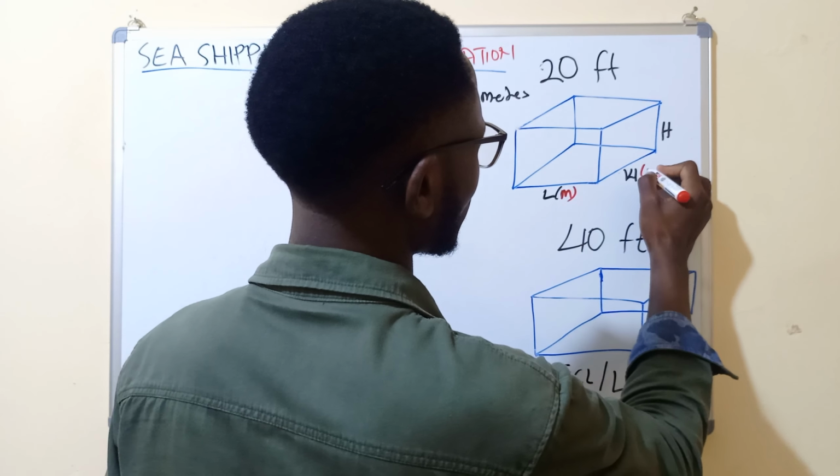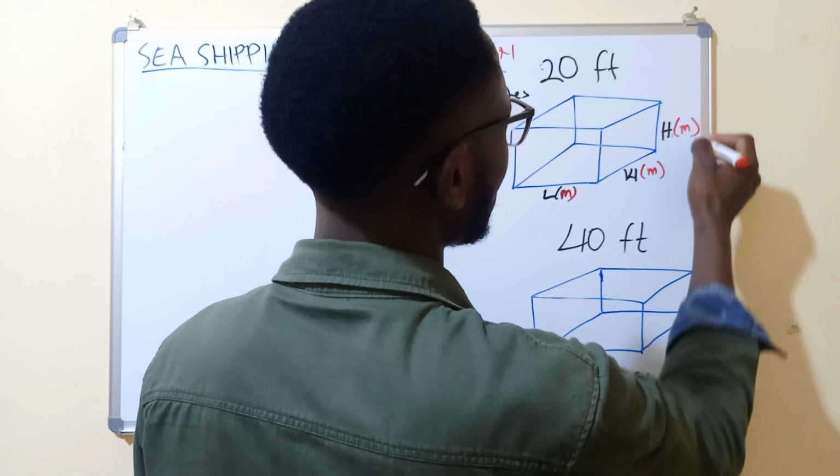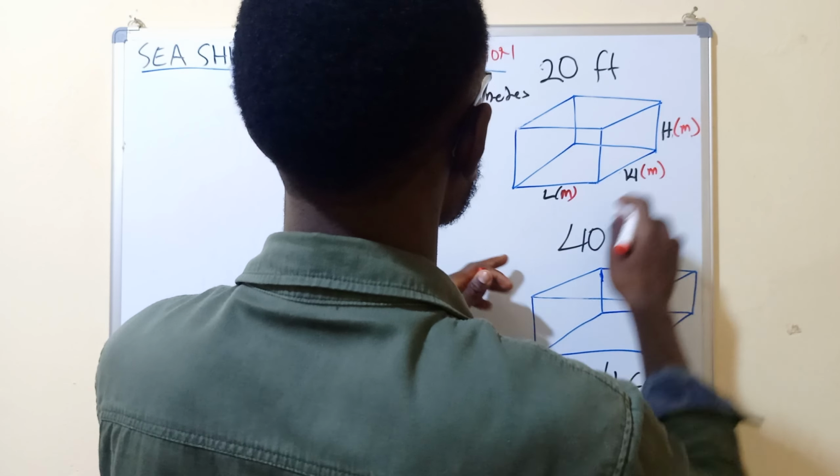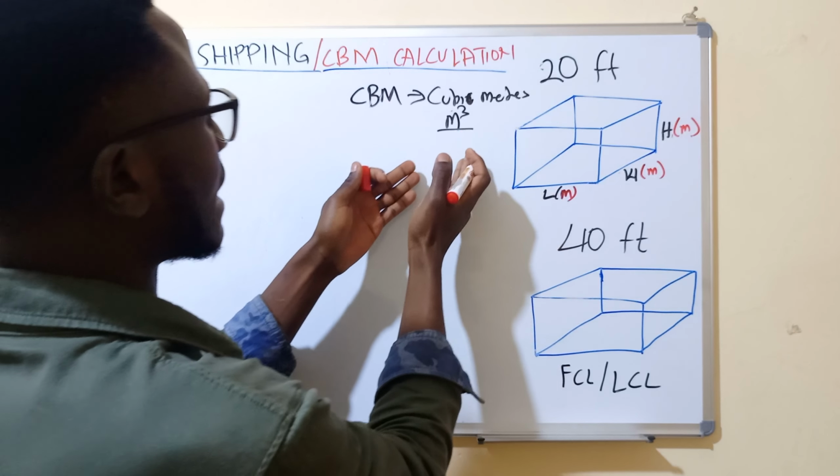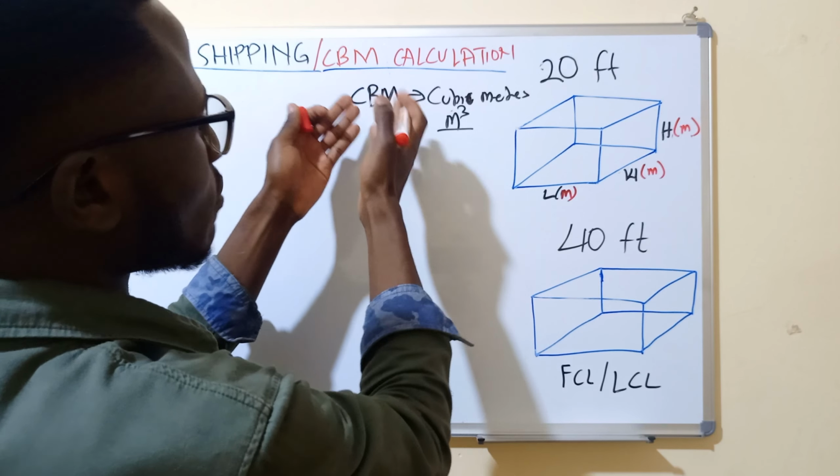These are going to make sense very soon. Just give me a minute. So when you multiply these three measurements, we come up with this. That's how we come up with the CBM, cubic meters.